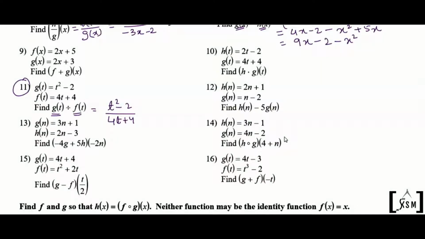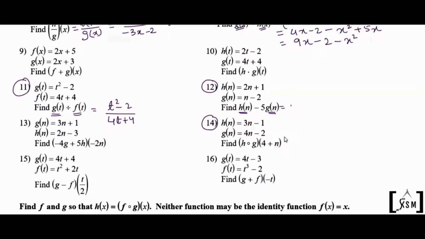Let's try question number 14. Before that, let's try question number 12. Question number 12 says h(n) function is given, g(n) function is given. We have to find h(n) minus 5 times g(n). Okay, so we'll just plug in the values for the respective functions.